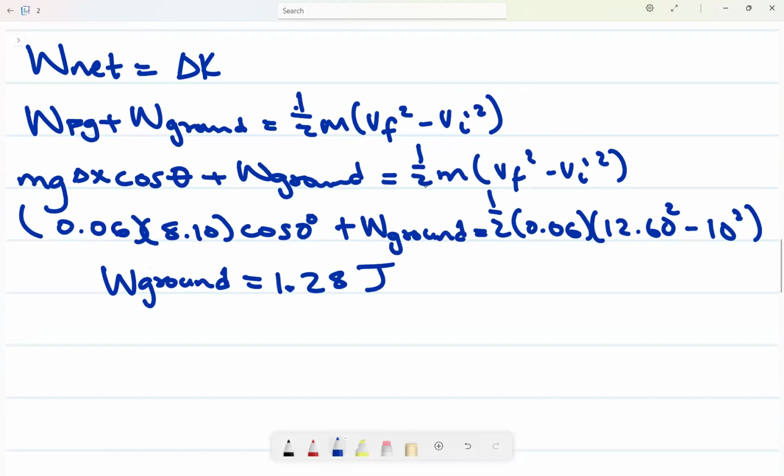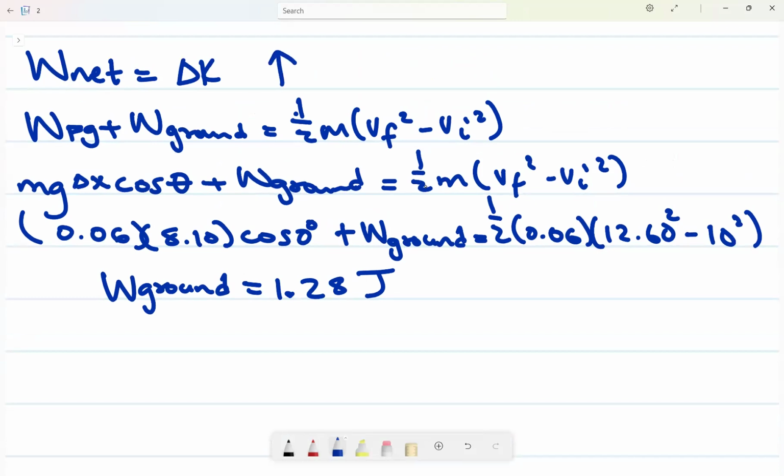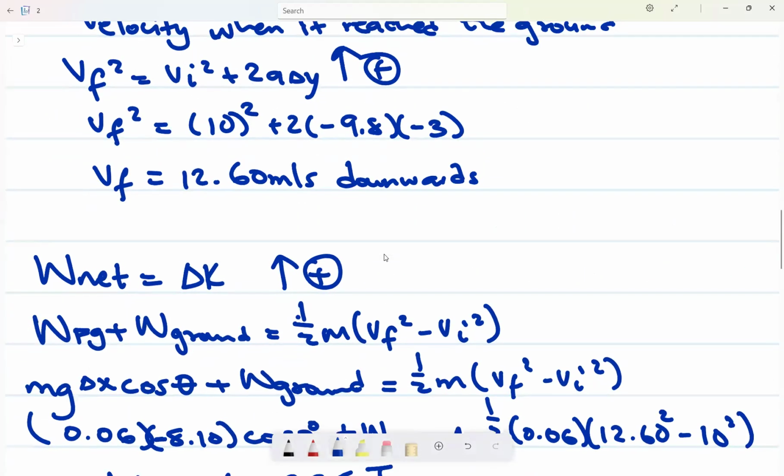Oh, we chose upwards to be positive. Okay, remember, therefore, it is displaced in the negative direction. Therefore, I need to change my 8.10 to negative 8.10, like that. I still get a positive answer, but now of 2.25 joules. I want to see if I did something wrong or misinterpreted something, maybe.